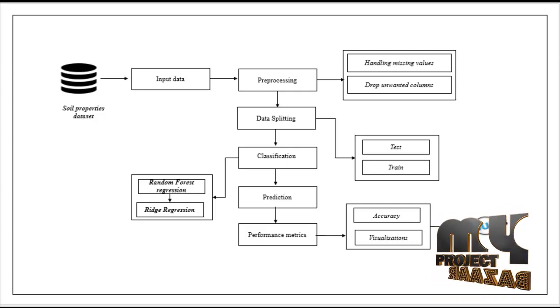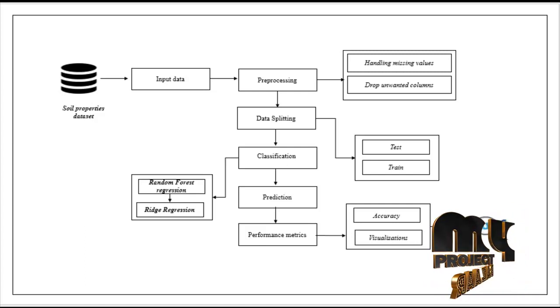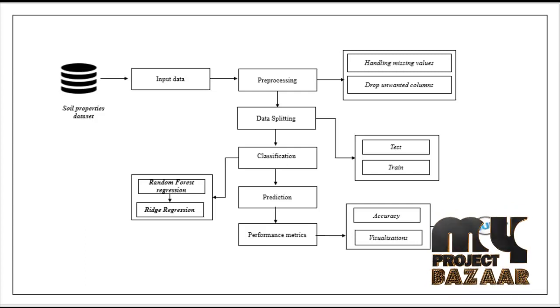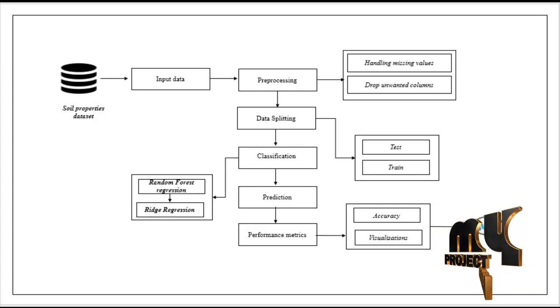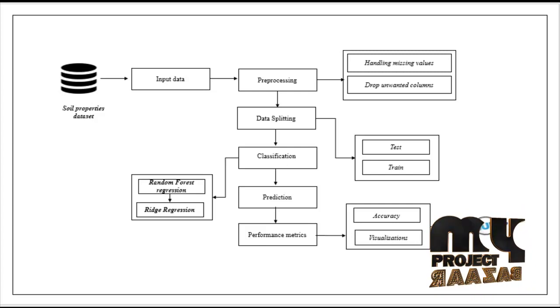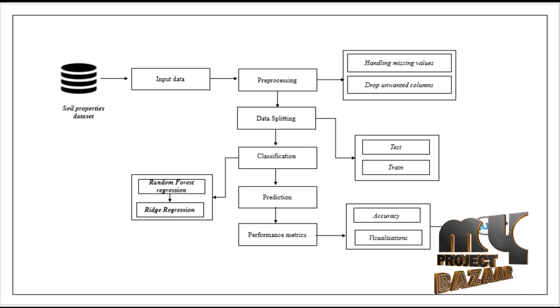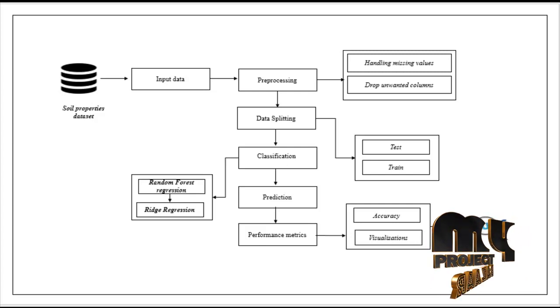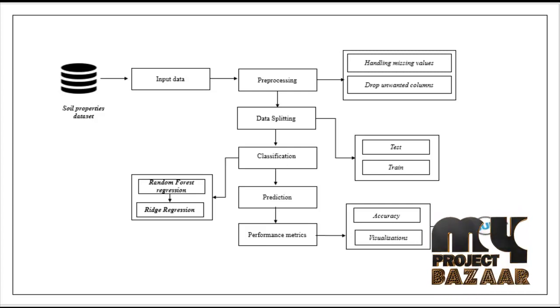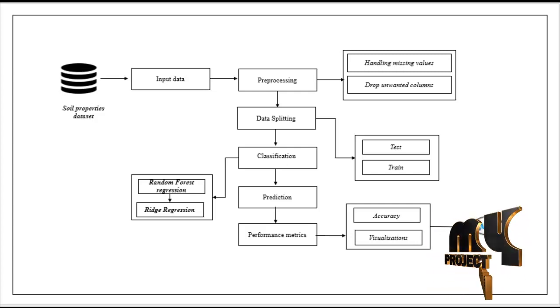Then the split data are carried to the classification module. Here we have to implement different ML techniques, that is random forest regression and ridge regression. With the help of these algorithms we have to predict the soil properties as well as recommend the crop based on predicted soil properties.